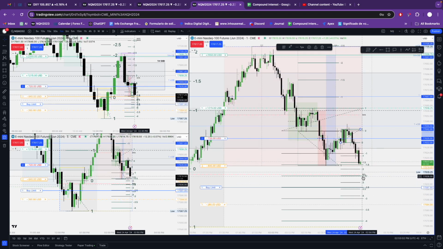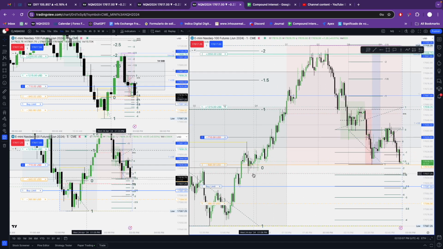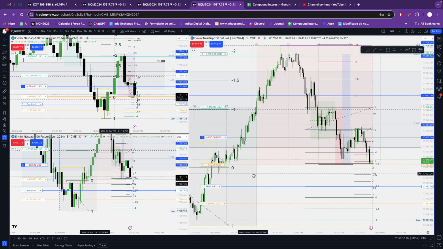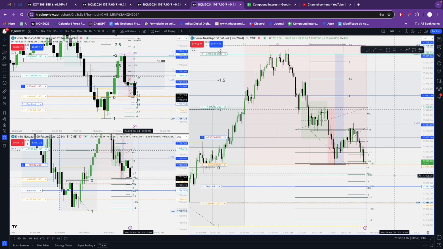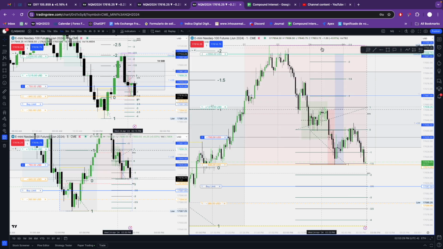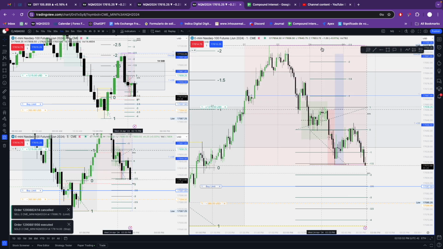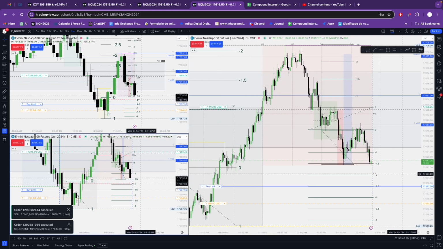Two, 2.5 right here in New York Open, New York Afternoon Open, which is a sell side liquidity right here. Oh, interesting. And boom, it gets hit. Then we're out. See how that works?